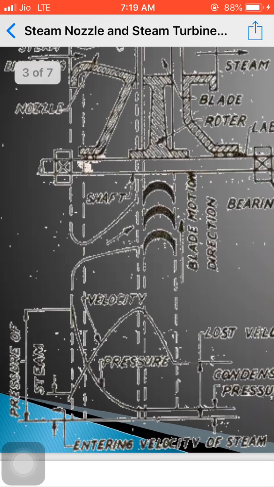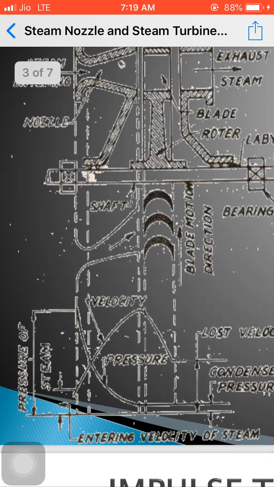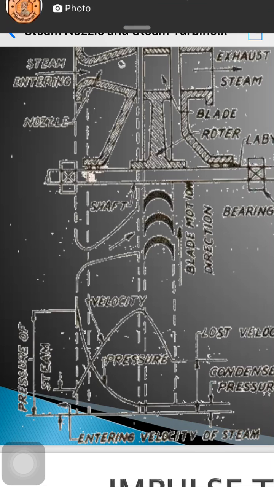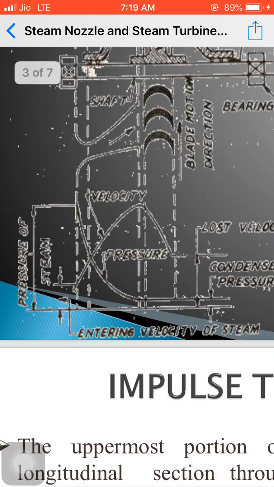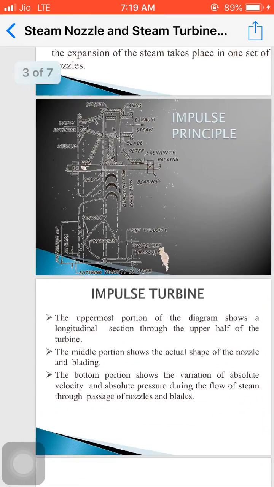Also there is a velocity and pressure diagram of an impulse turbine. It shows how the pressure changes and how the velocity changes when the steam enters the turbine and after the exhaust of the steam. Now we discuss the impulse turbine.